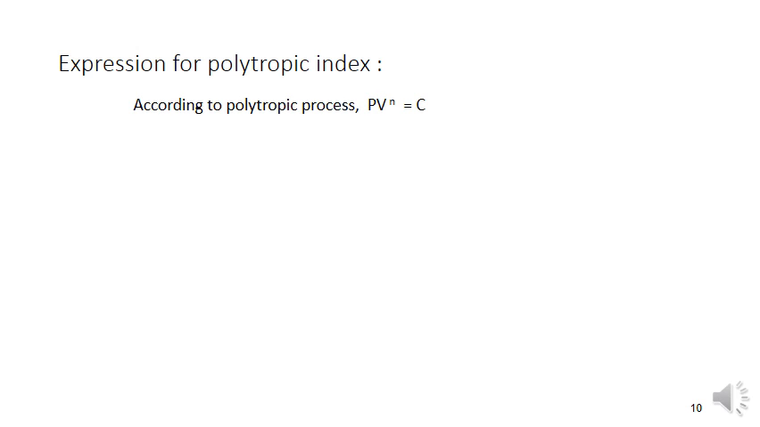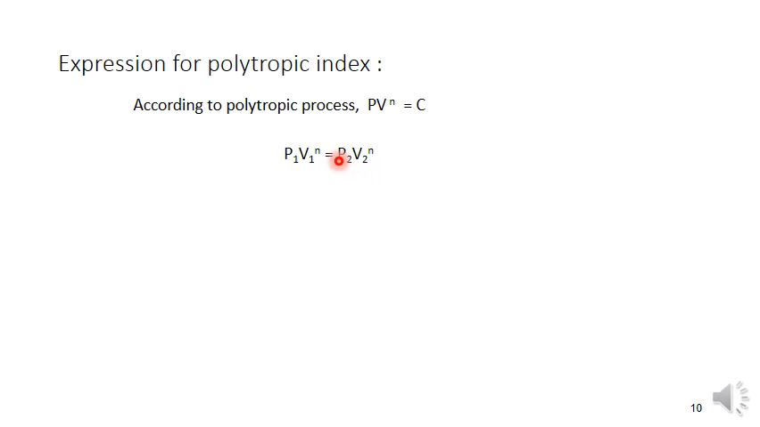Next, coming to the polytropic index. The value of n can be obtained from the pressure, volume and temperature of any two points on the curve representing the polytropic process. Here we know that PV^n is equal to constant. For state 1 to state 2, I am writing P1 V1^n is equal to P2 V2^n.